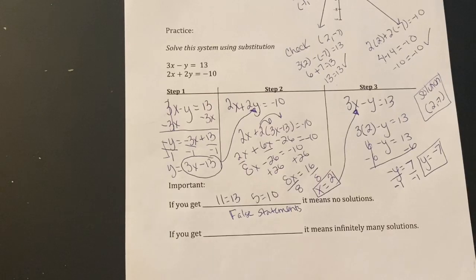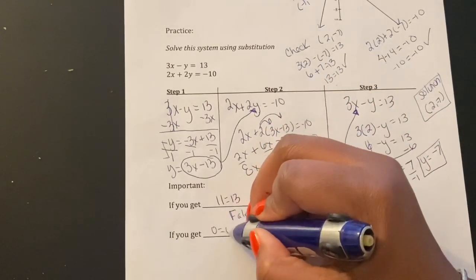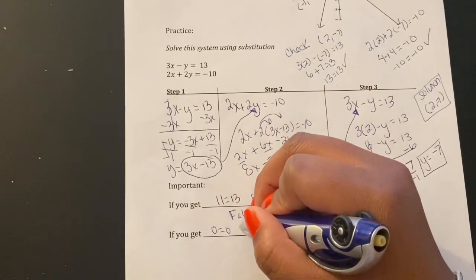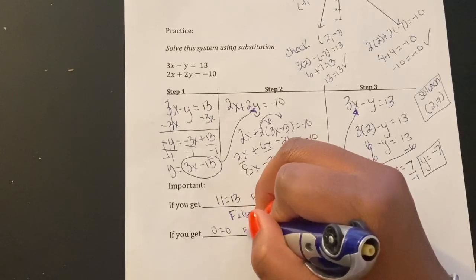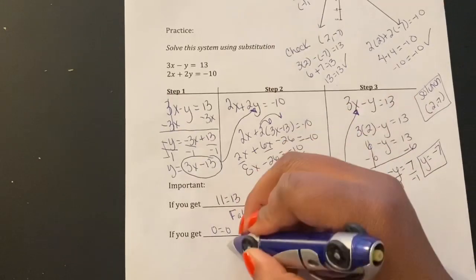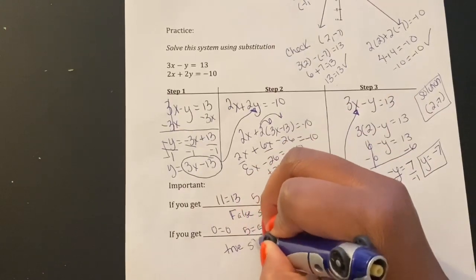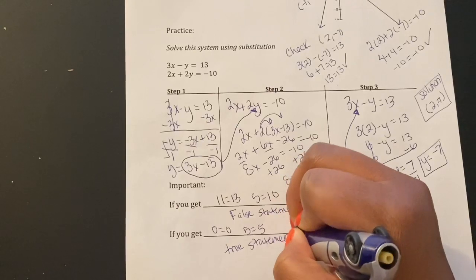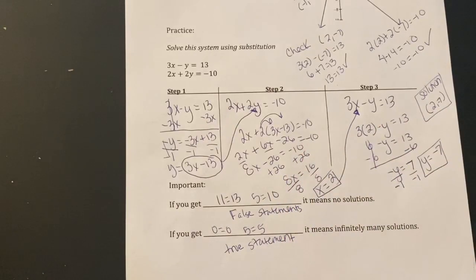Okay. If you get solutions like 0 equals 0 when you're substituting, if you get 5 equals 5, okay, then that means that there are infinite solutions. It's a true statement. And I'm going to show you what I mean in a moment. So you can either get one solution, you can get no solutions, or you can get infinite solutions. And let me show you what I mean.